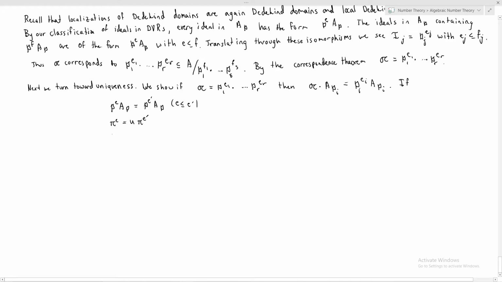Then I can use cancellation to get that pi to the E minus E prime equals U, but if pi to some power is a unit, then E minus E prime has to be 0. Okay, so by looking at this ring, I can completely determine the powers of every prime dividing A, which means that it can only really have one factorization.